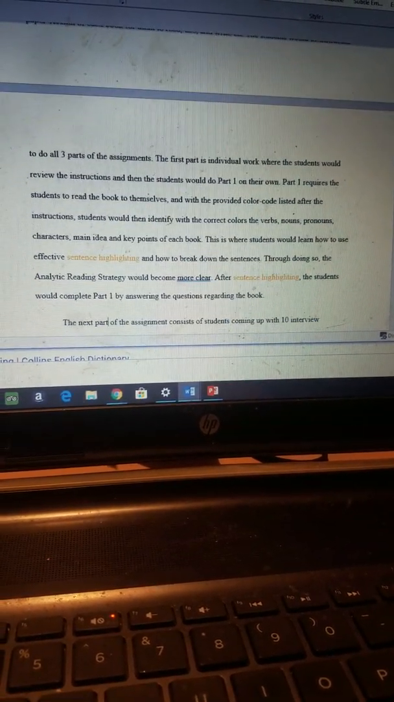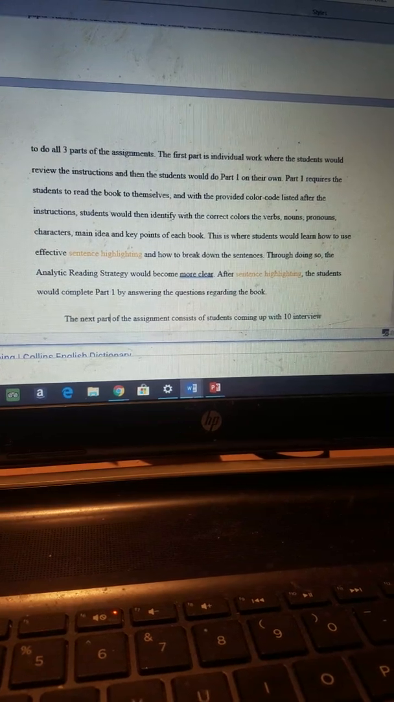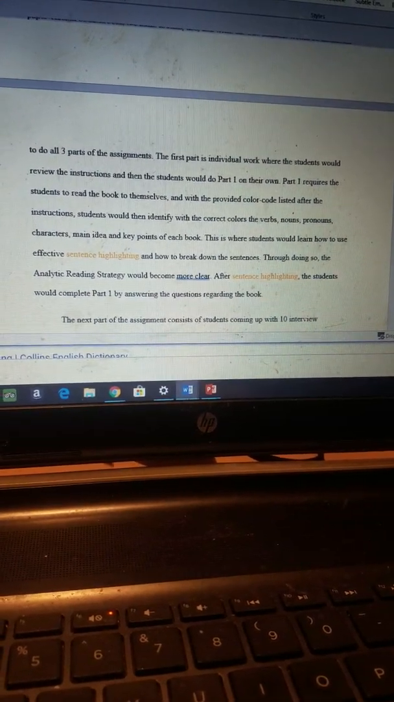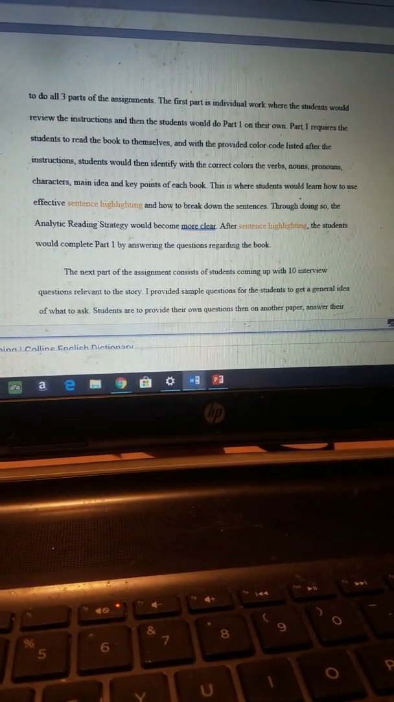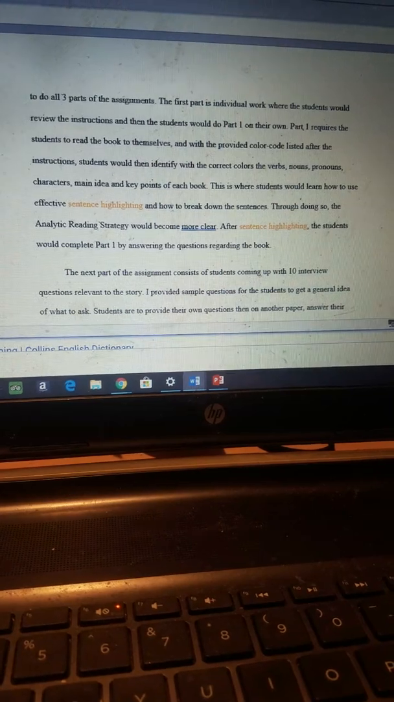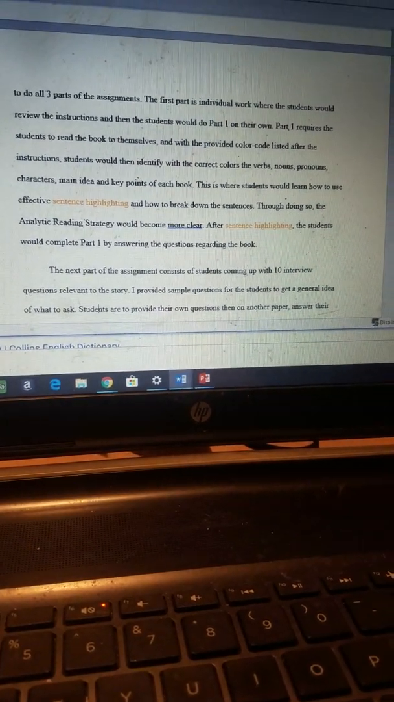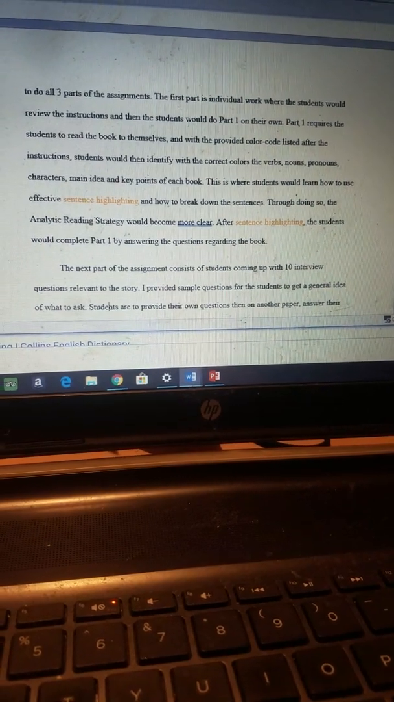The first part is individual work, where the students would review the instructions, and then the students would do part one on their own. Part one requires the students to read the book to themselves, and then with the provided color code listed after the instructions on the assignment, students would then identify with the correct colors the verbs, nouns, pronouns, characters, main idea, and key points of each book.